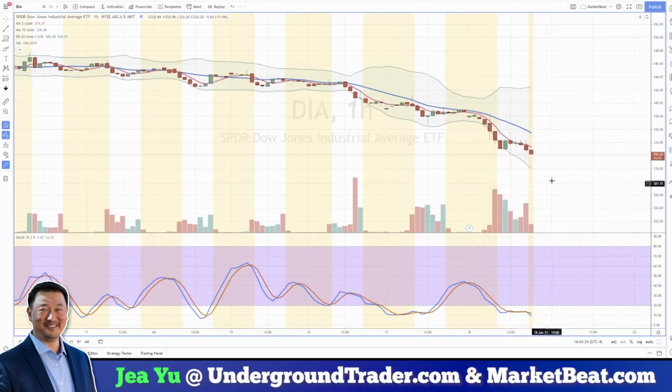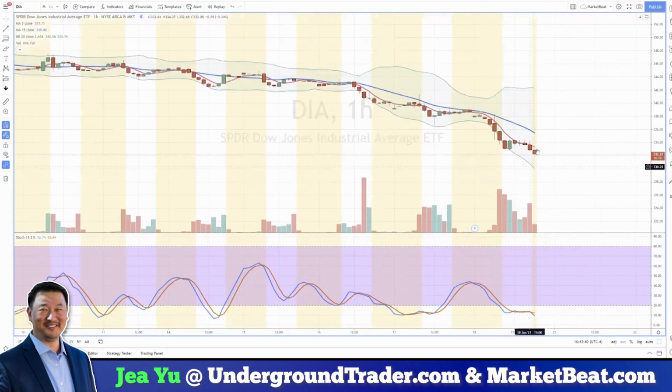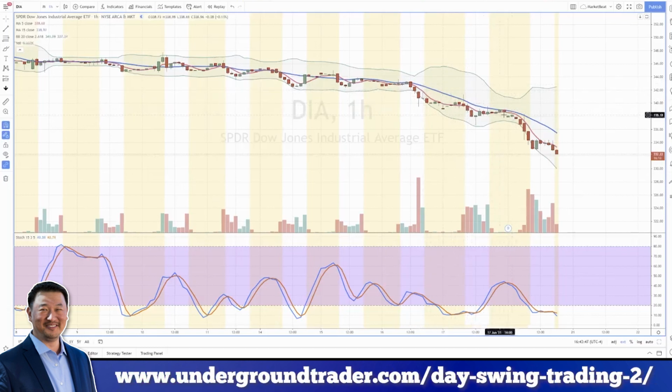So with the DIA, which is the Dow Jones, which is down about 530 points today, on this hourly chart, 60-minute chart, you'll notice the downtrend happens when you have lower lows and lower highs.